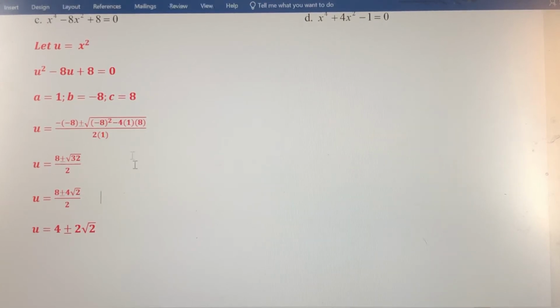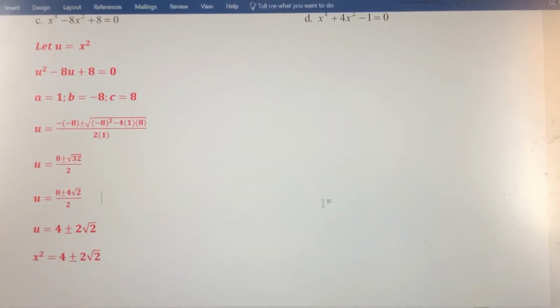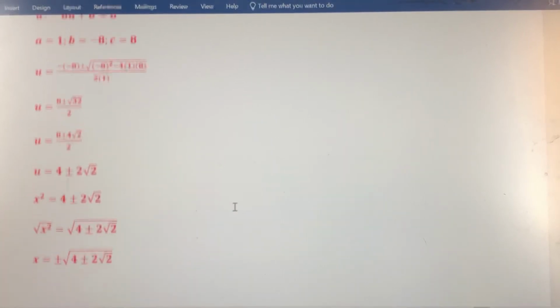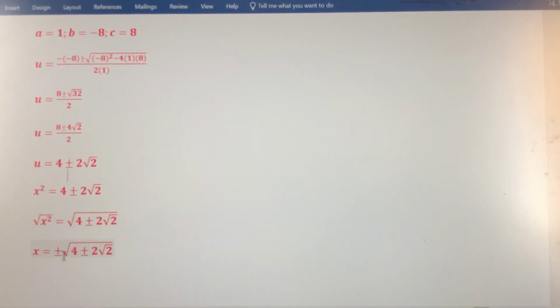Remember, I'm solving for x though. I'm not solving for u. So I'm going to go back and substitute x squared in here. This is where it gets a little weird and a little tricky. I'm going to take the square root of both sides. That gives me x equals plus or minus the square root of 4 plus or minus 2 radical 2. So this is a really funky looking answer, right? This represents 4 solutions.